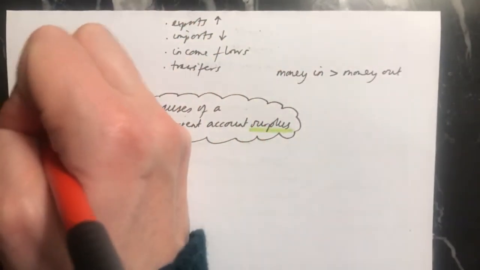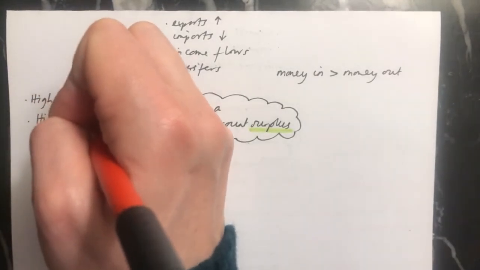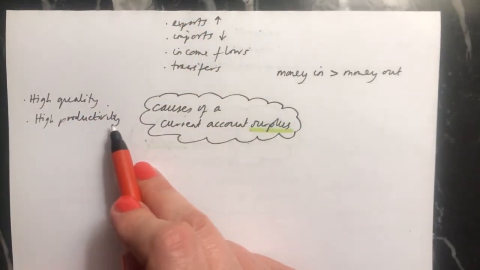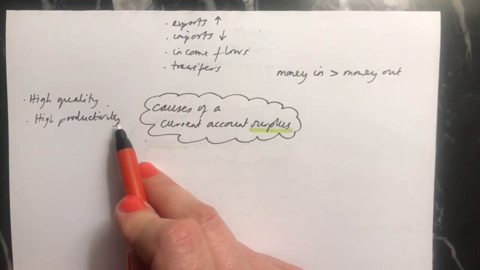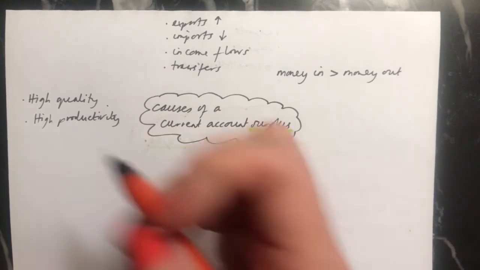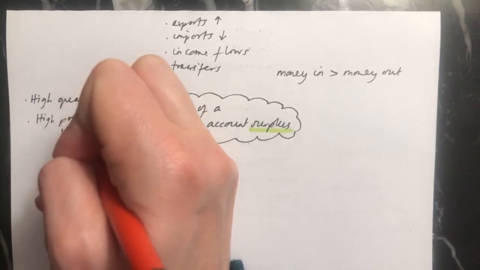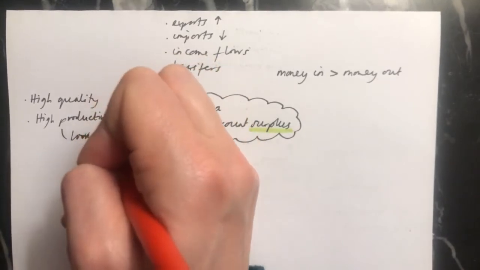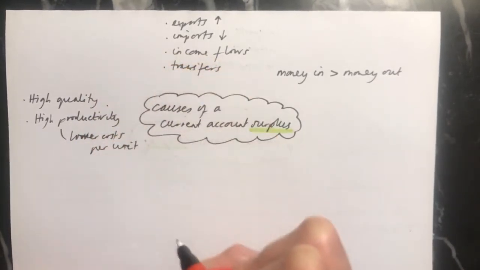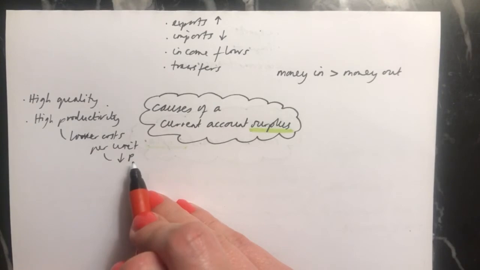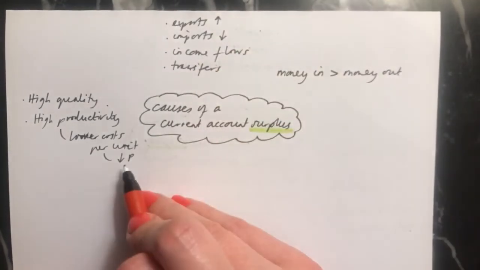The other thing is that you may have high productivity. High productivity means that your output per factor input is high in comparison to other countries. For example, your labour productivity might be high, which means that your output per worker per time period is very high. This results in lower costs per unit. And if your costs per unit are lower, this results in a decrease in the price. And therefore, more people abroad are going to want your products, so you'll export more because they're cheaper.